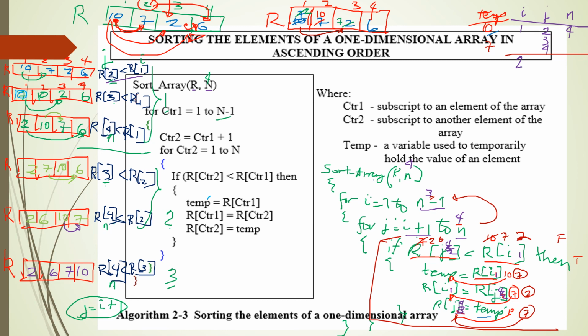So, 2, pasok uli doon. J equals I plus 1. So, 2 plus 1, magiging 3. Very good. Hanggang maging 4. Okay? So, burahin na natin ito, ha?